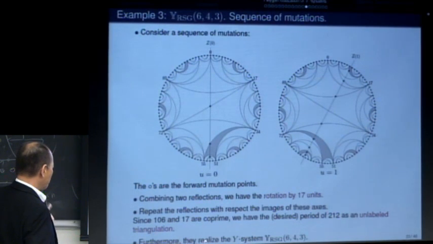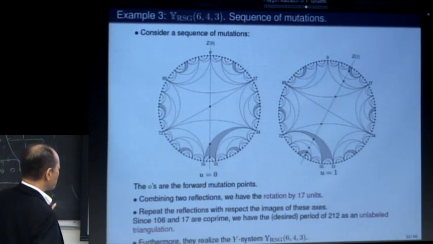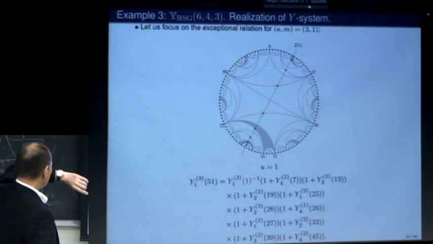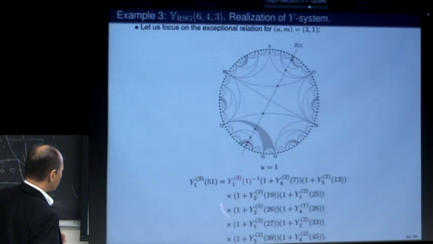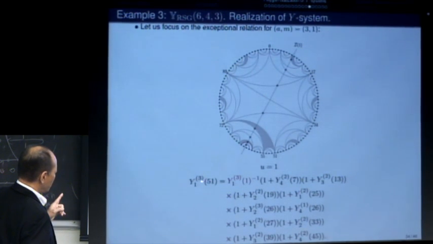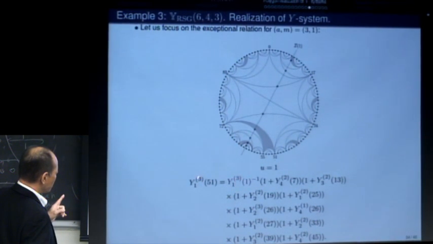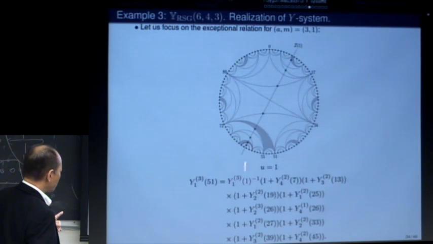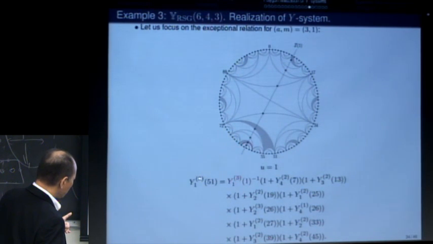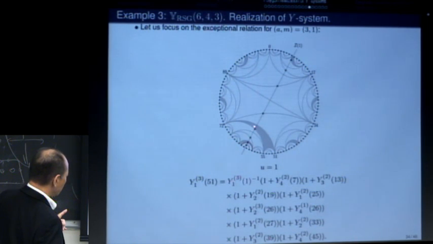And it's important that they realize the Y system, or your target Y system. This is another demonstration. So now we are interested in this exceptional relation for this third generation. Once again, we are interested in this target variable 3, 1. It is written here, and it is mutated at u equal 1.